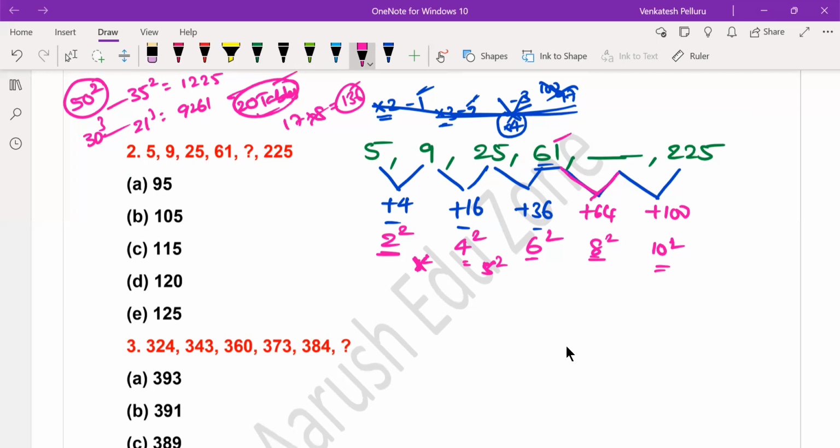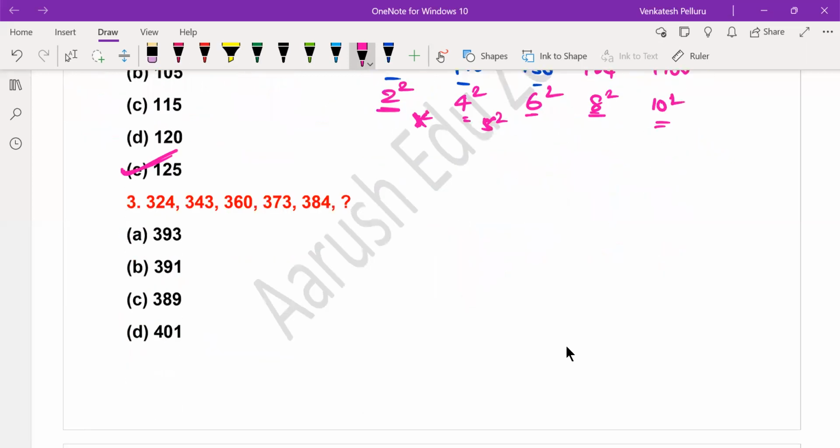If I add 64 to 61, then the total value should be how much? 125. So to that 125, if I add this value of 100, it becomes how much? Obviously 225. Hence my answer is correct, right? So the correct option for this question is 125. What is the logic? Addition of square values. So I am adding the squares of even numbers to the consecutive numbers in the series. Between the adjacent numbers formed, what am I doing? I am adding the squares of these even numbers as I go.